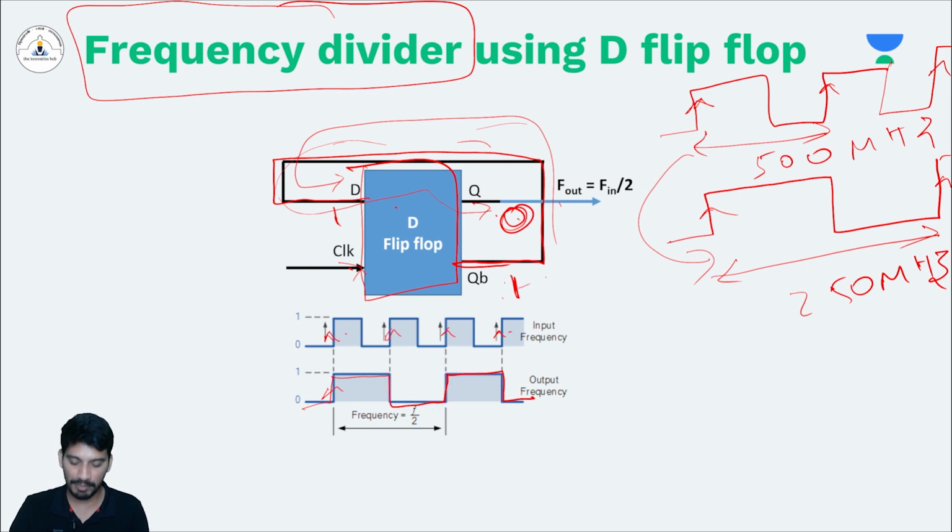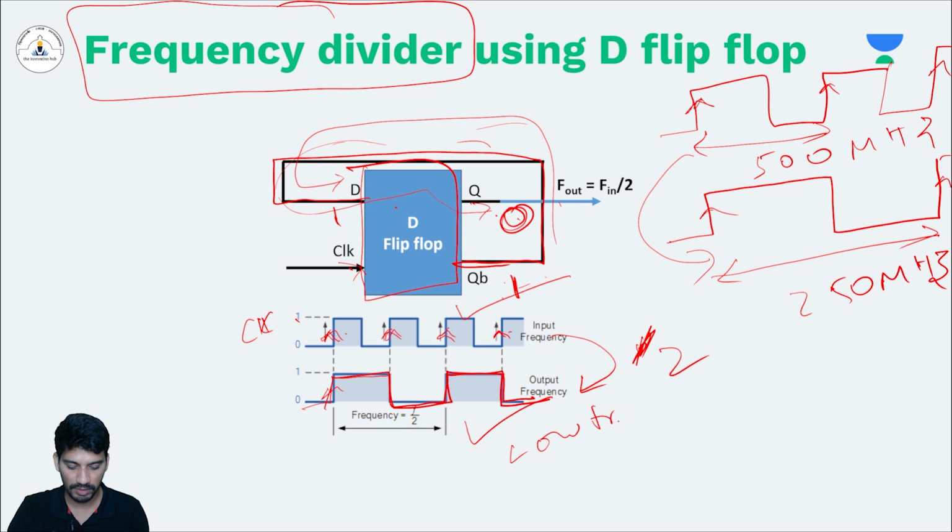You understand what is happening? Whenever a positive edge comes, this is the clock signal, then my data is flipping from 1 to 0, 1 to 0. So this is how we achieved a frequency divider. This is a high frequency signal and this is a low frequency signal.